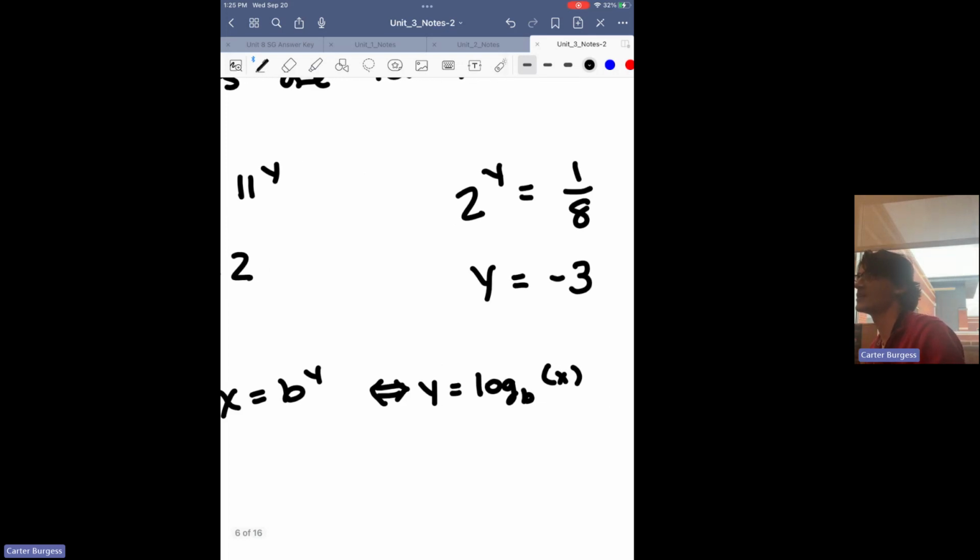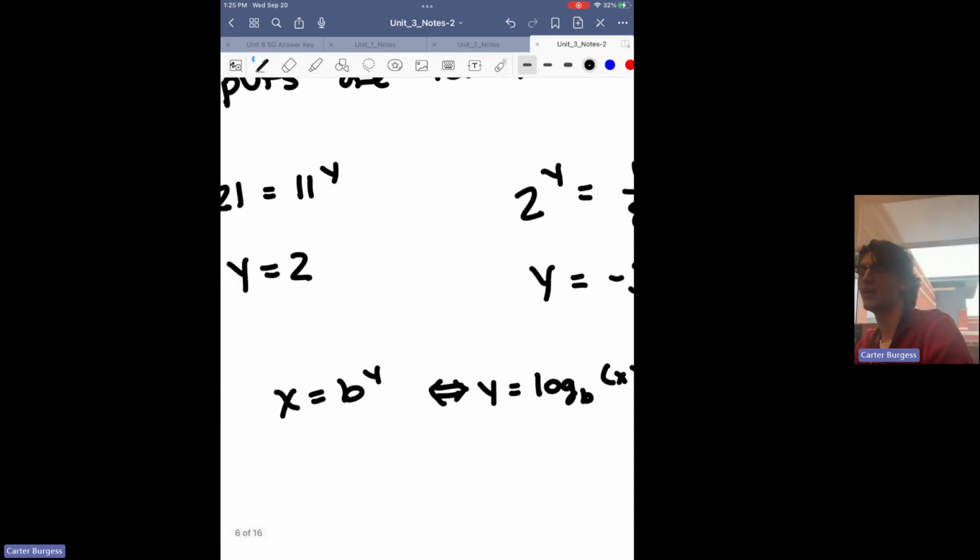Our output here represents what? What is y? It's the exponent, so it's still the exponent. What is x? What are we plugging into our function? It's the result. It's what we get when we take a base and raise it to a power. And so the question that this is aiming to answer is, what power do we have to raise b to in order to equal x?